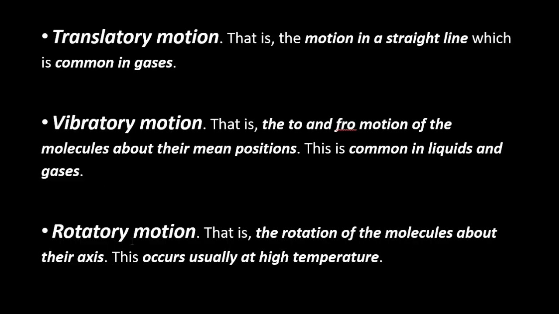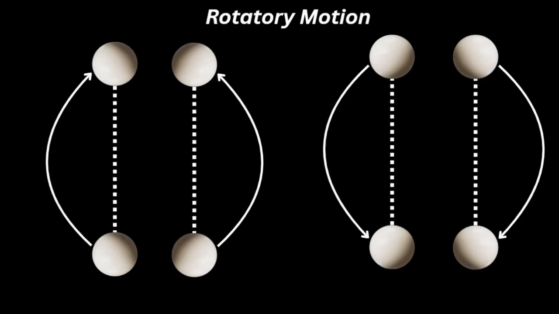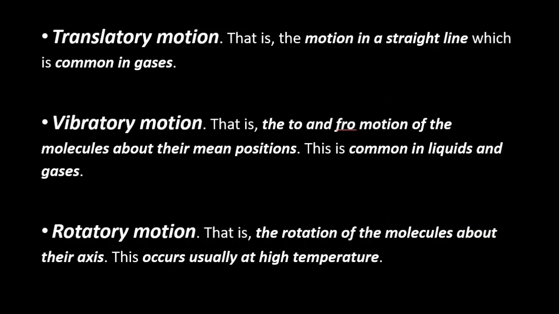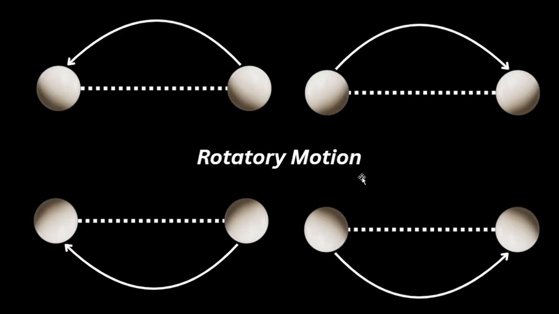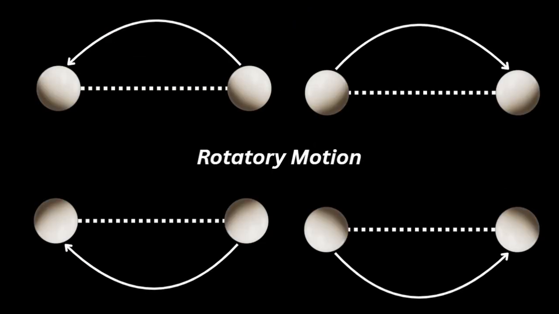Then we have rotatory motion. As the name suggests, in rotational or rotatory motion, the molecules rotate from one position to the other. Okay, like this, it goes on and on from one position to the other, about a fixed axis which passes through the centers of the molecule. So there are three types of motion: translational, rotational, vibrational.